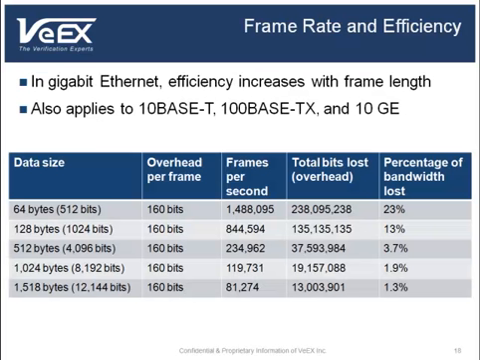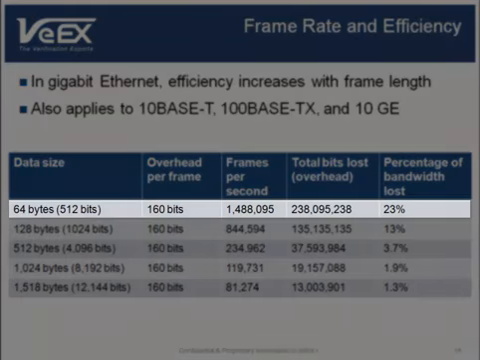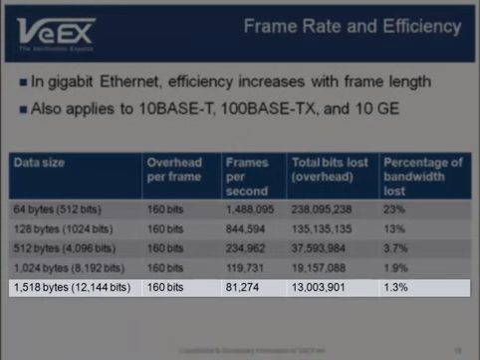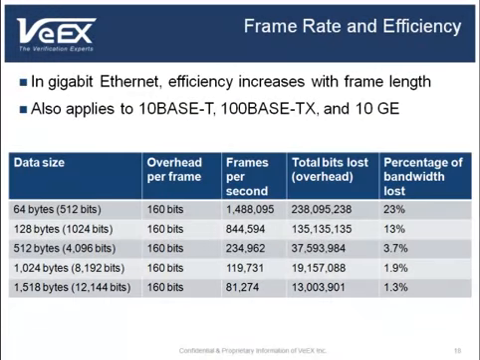If we take the example of gigabit Ethernet, we see that efficiency increases as the frame length increases. When the frame size is larger, more of the available bandwidth is used and the 96 bits of the interpacket gap become less significant. Looking at the chart, we see that when the data size is 64 bytes, 23% of the available bandwidth is lost. But when the data size is 1,518 bytes, only 1.3% of the bandwidth is lost.